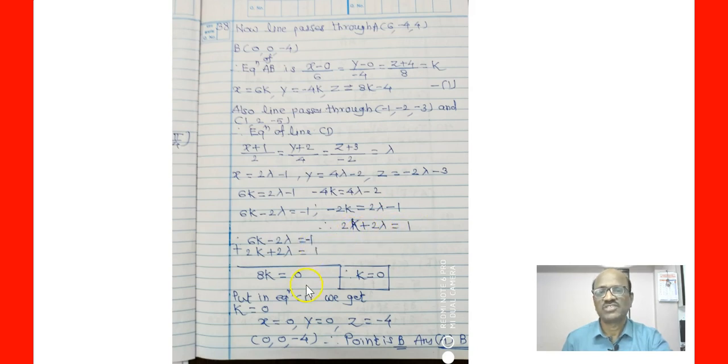Simplify these two equations. Then you will get the value of k. That is, 8k equals 0. Put the value of k in any one of these two equations, and you will get the values: x equals 0, y equals 0, and z equals minus 4. These are the coordinates. Hence, B is the point of intersection.